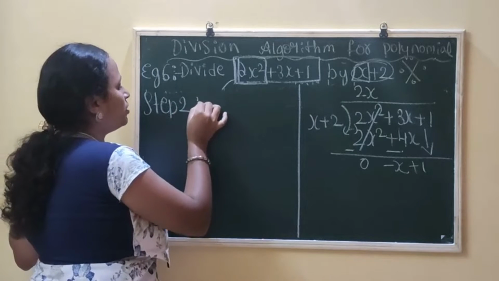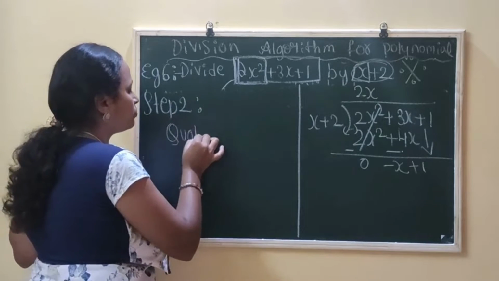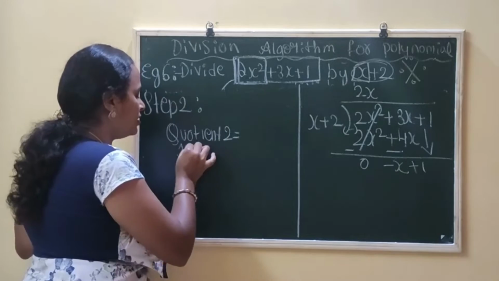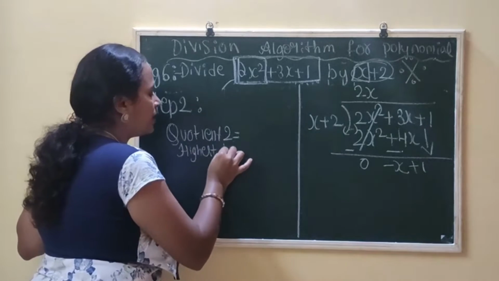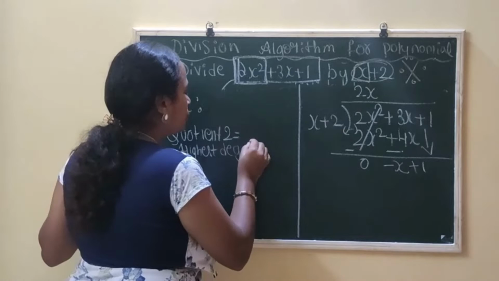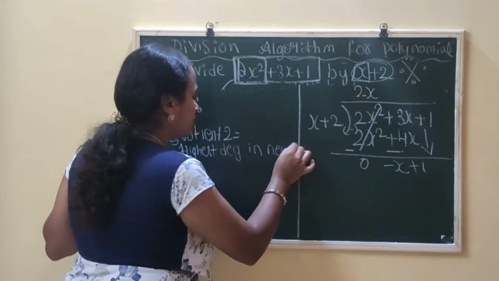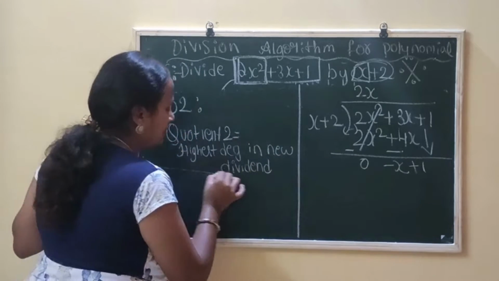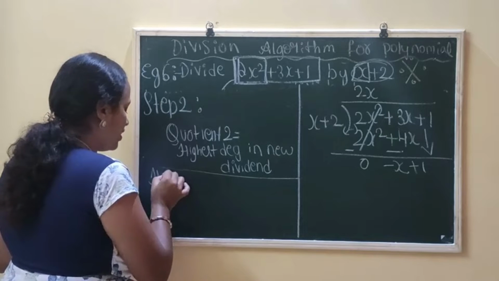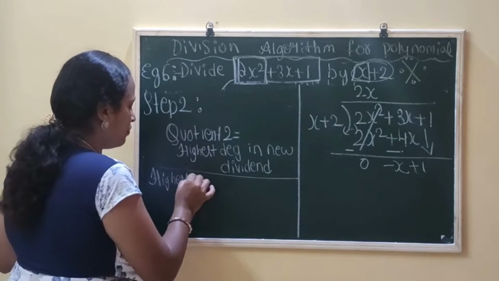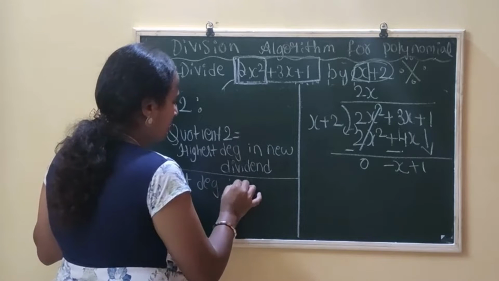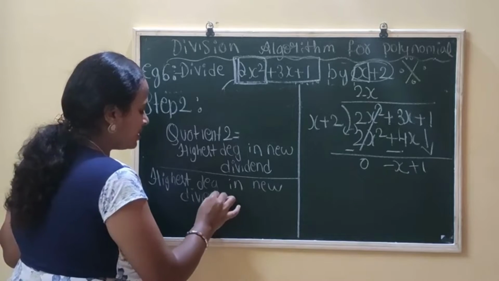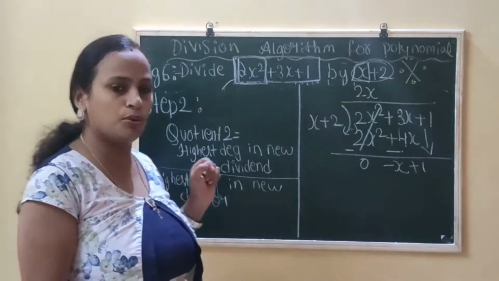Now what is step 2? Step 2 is how to find quotient 2. Quotient 2 is the highest degree term in the new dividend divided by the highest degree term in the divisor. Is this clear? Now we'll see which is the new dividend and which is the divisor.